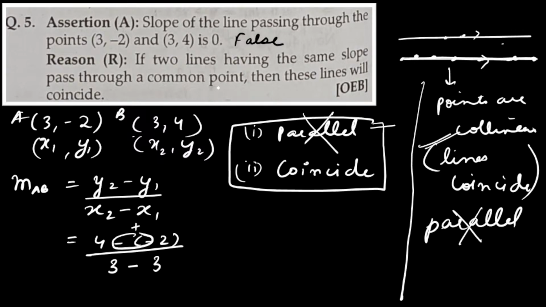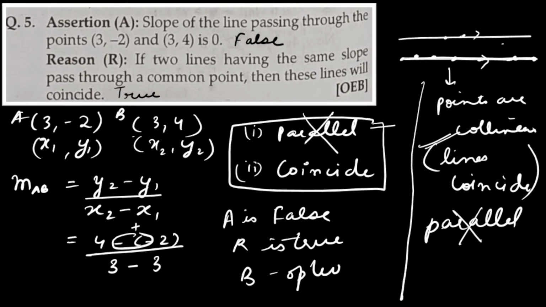So if two lines have the same slope and they are sharing a common point also, that means these lines coincide. So it is true. So here it means A is false and R is true. A is false, R is true. So this is option B. This is option B. So is it clear?